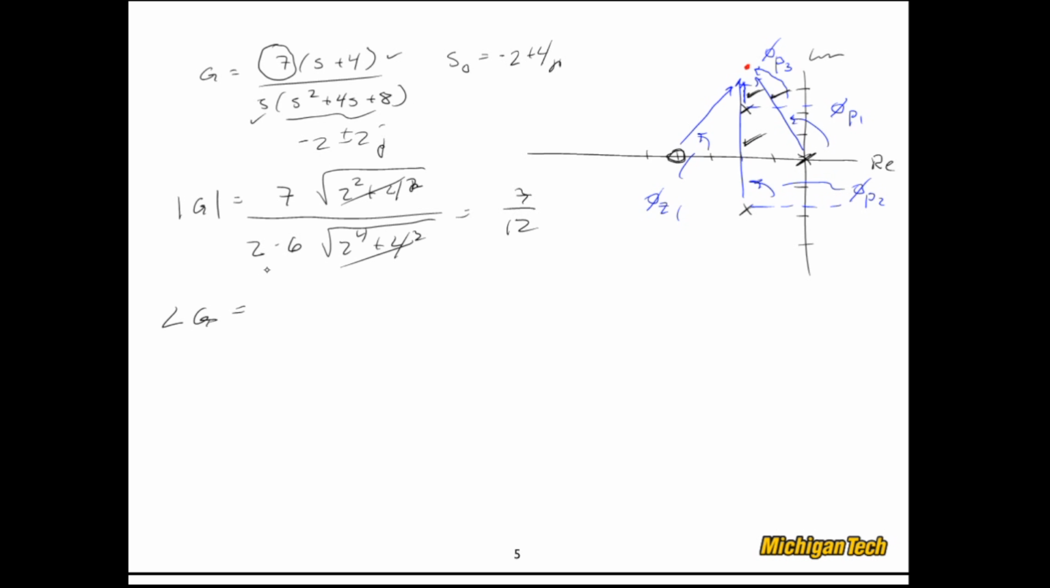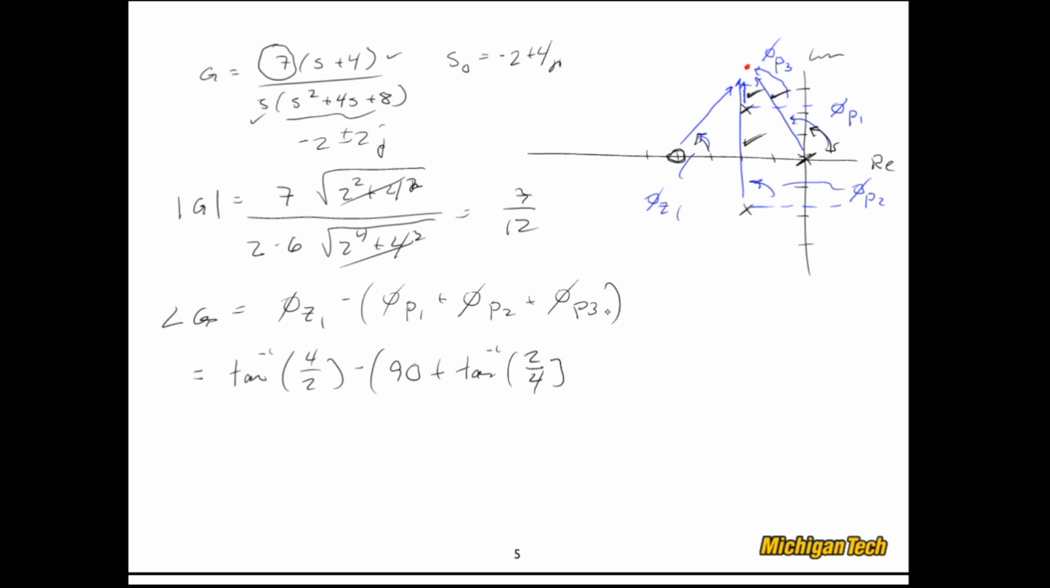Now the phase angle of G is equal to the phase of all the zero pieces minus the sum of all the pole pieces. So it would look like this, and let's go ahead and do that. The phase associated with z1 is the inverse tangent of 4/2, if I look at this angle right here. Minus phi p1, which would be 90, that's this piece of it. Plus the inverse tangent of 2/4, that's this piece.